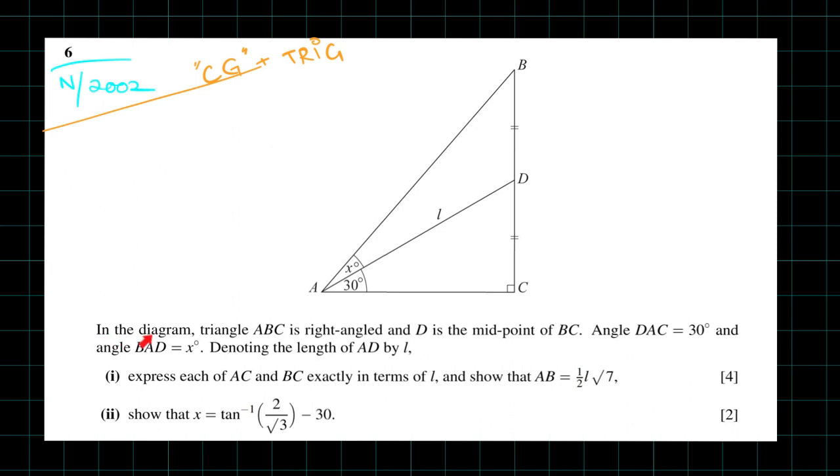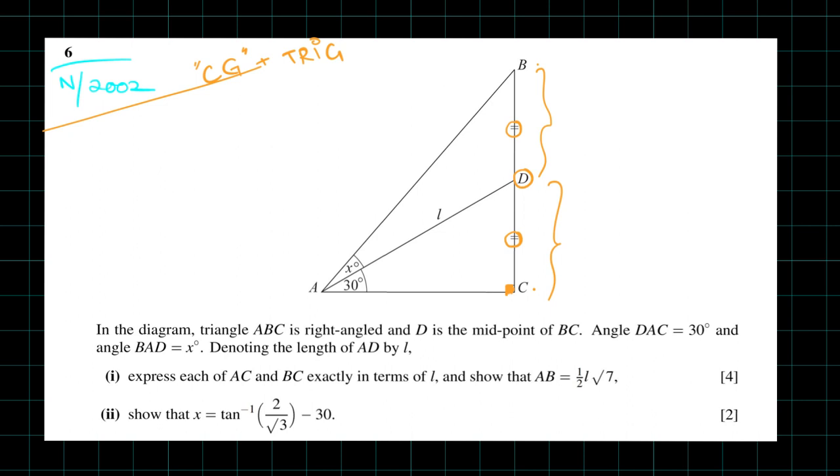The question says, in the diagram, triangle ABC is right angled and D is the midpoint of BC. First of all, let me mark this right angle triangle over here, and D is the midpoint of BC or CB. That means BD has the same length as DC. It is also evident from this line. Now, what else is there?